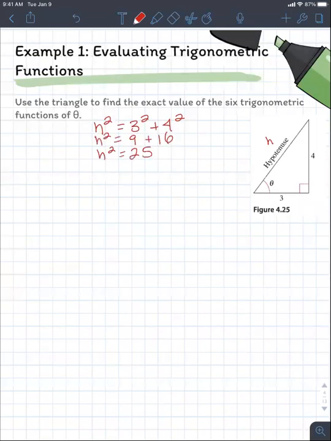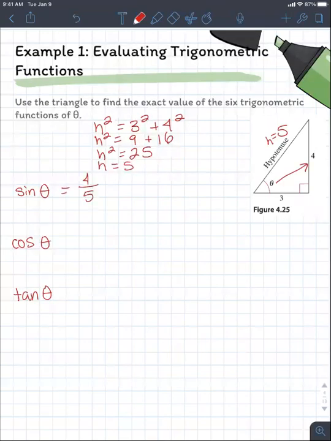So we are going to say that our hypotenuse is 5 in this case. So now we have the opposite, the adjacent, and the hypotenuse, and we're going to find all the 6 trig values. So sine theta, cosine theta, and tangent theta. Sine is opposite over hypotenuse. So from that theta, opposite is 4 and our hypotenuse is 5.